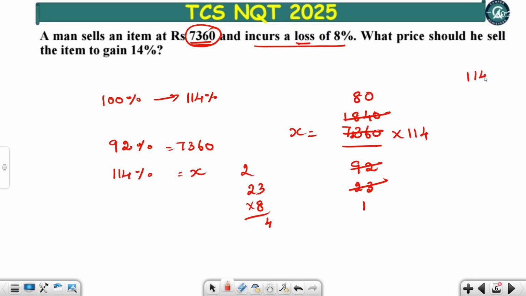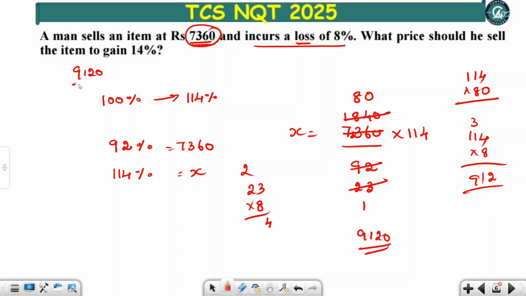So 114 into 80, that is 114 into 8, so 8 4 is a 32, 3 88 plus 3 91, so the answer will be 9120. So the answer for this one is 9120 rupees. Okay, next.